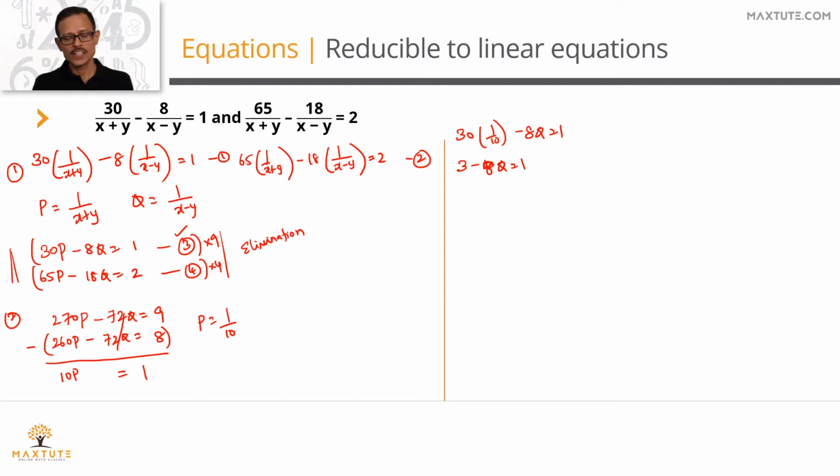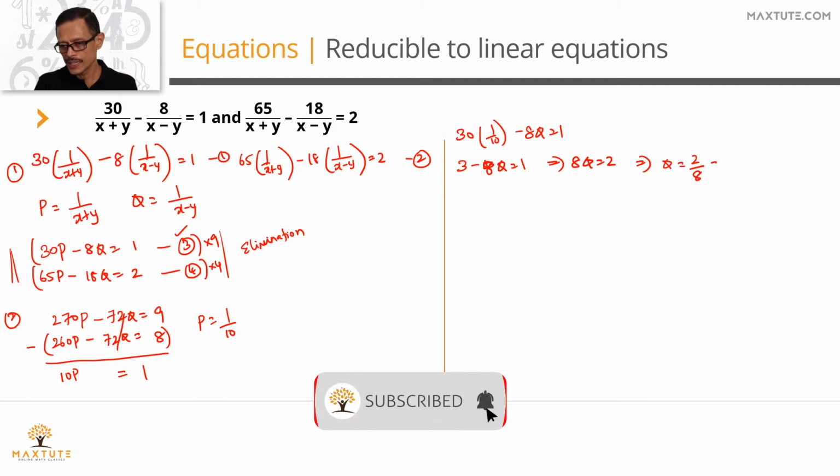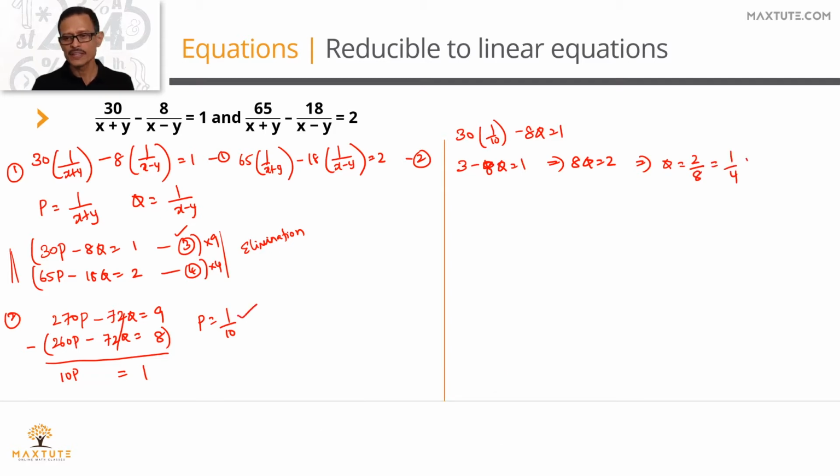Solve for this. You get 3 minus 1 is 2, which is equal to 8q, which means 8q is equal to 2, or q is equal to 2 by 8, which is equal to 1 by 4. Found the value of p, found the value of q. So step 2 is done. We'll move on to step 3.